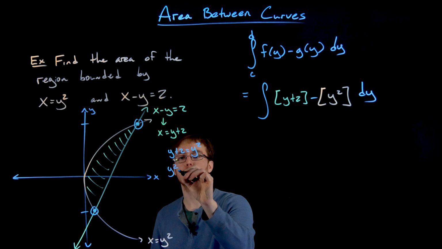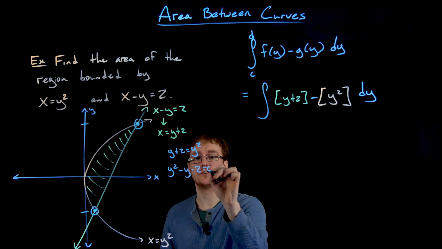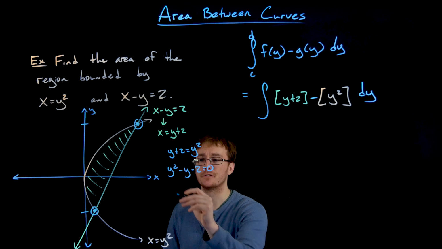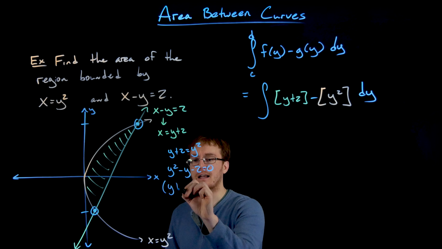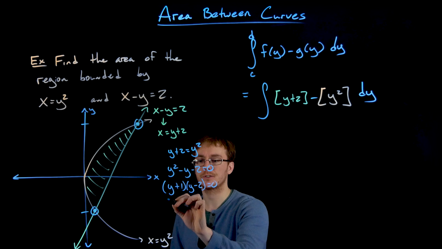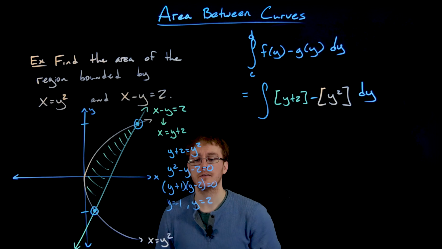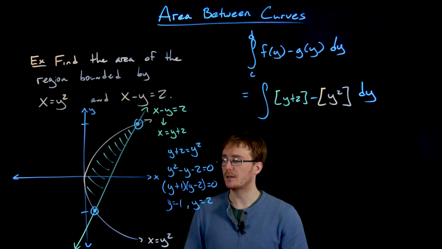We probably want to rearrange that, put it in standard form: y squared minus y minus 2 equals 0. And now it should be factorable. It'll factor as y plus 1 times y minus 2 is equal to 0. From that first factor, we see that y equals negative 1 will be one of our solutions.